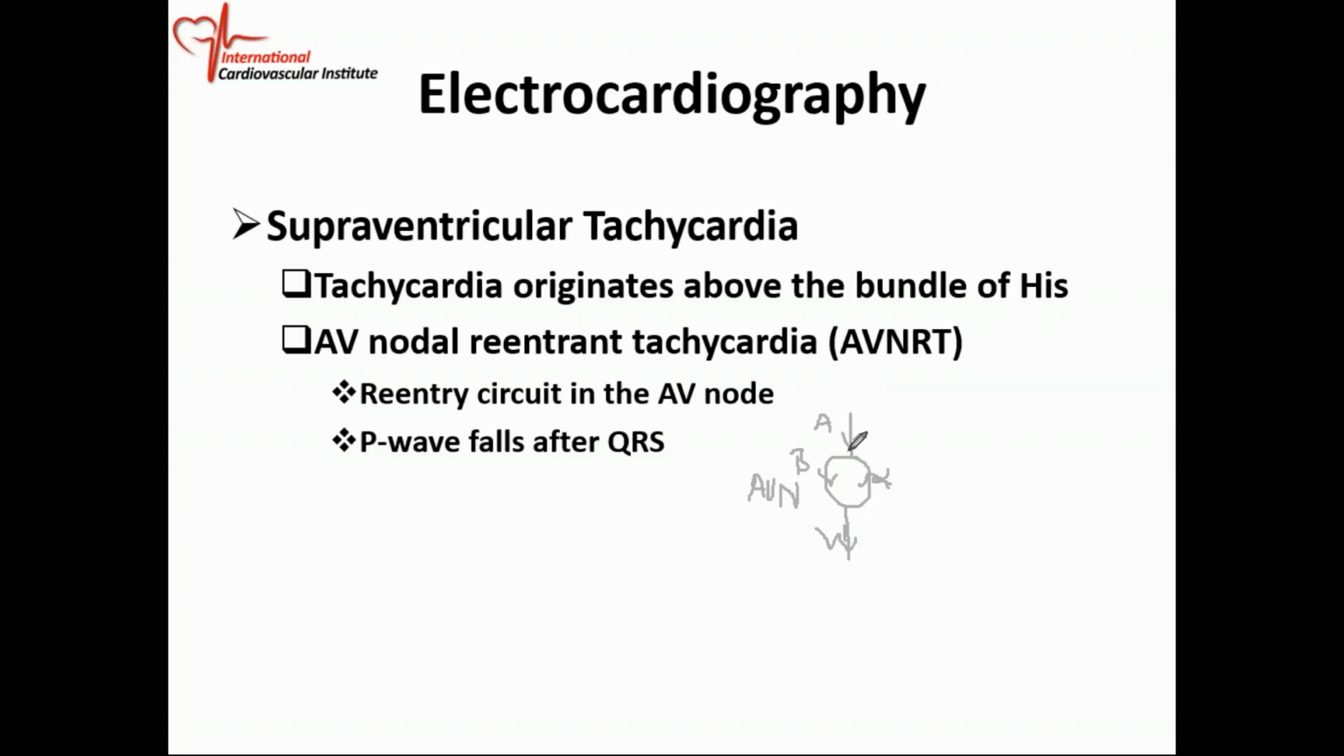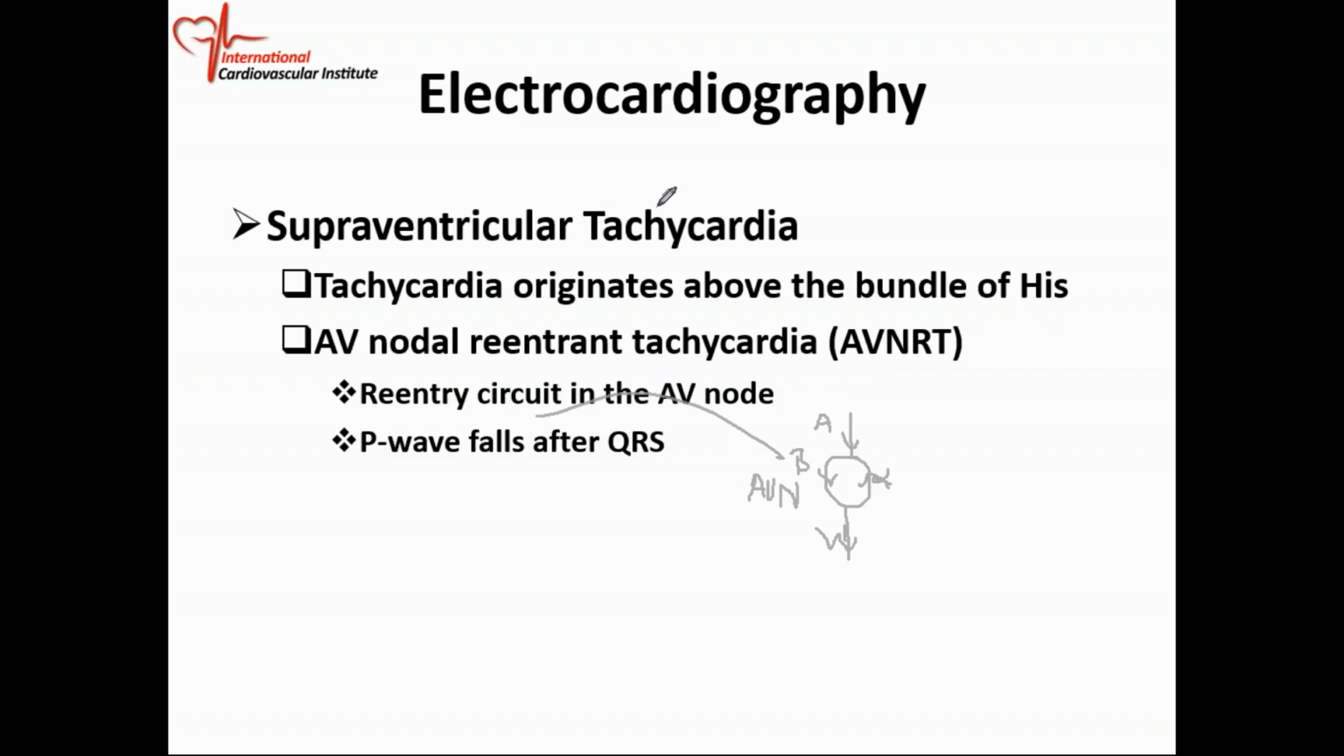A premature beat comes, it finds that this fast pathway is refractory, so it preferentially travels down the slow pathway, which is not refractory. When it gets down into the ventricle, it also finds a slow pathway out of refractoriness. So the impulse goes up, back, and then the slow pathway is out of refractoriness. So it goes round and round and round, and you get AVNRT. It's the most common narrow complex supraventricular tachycardia.